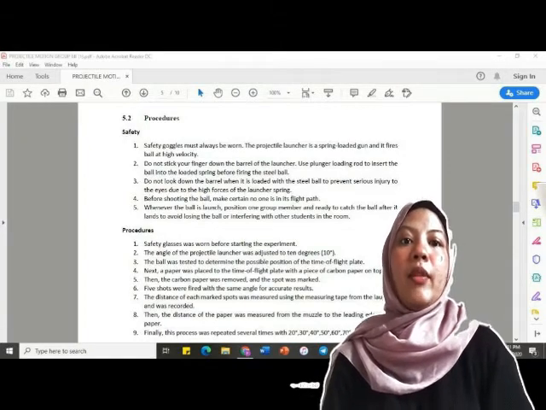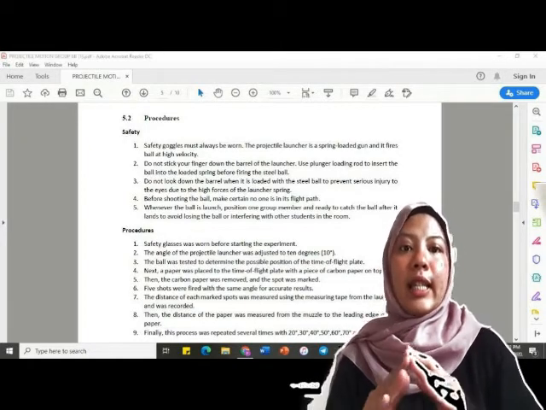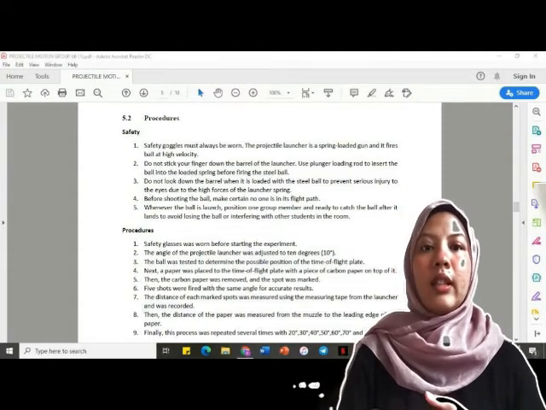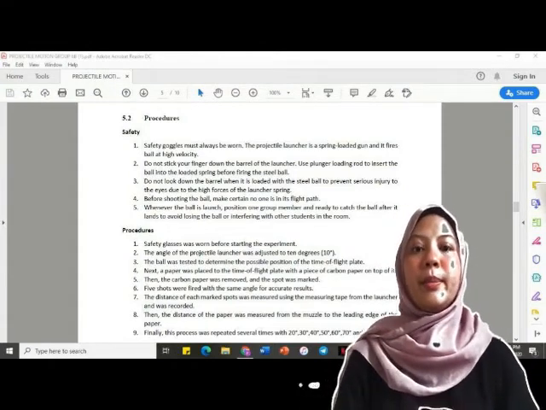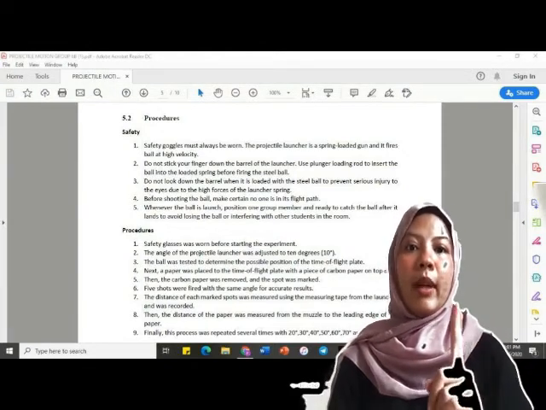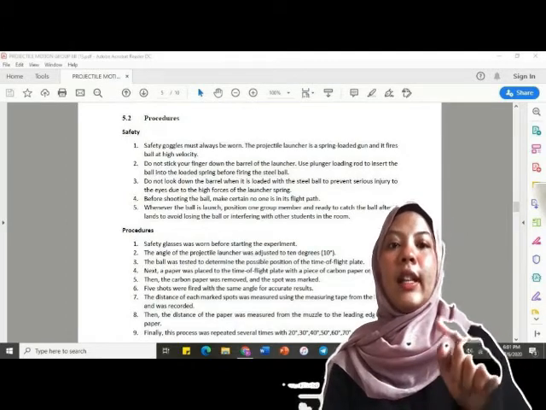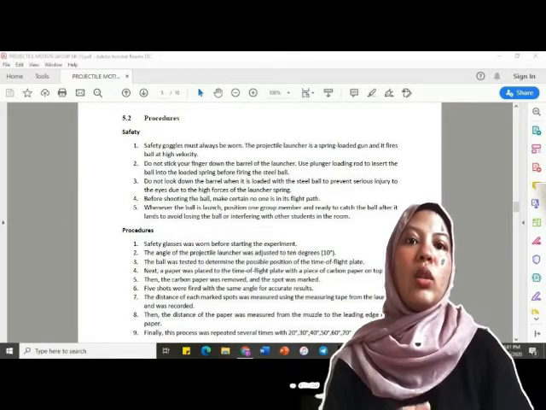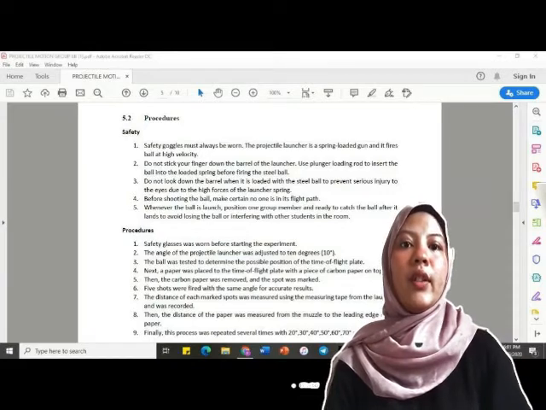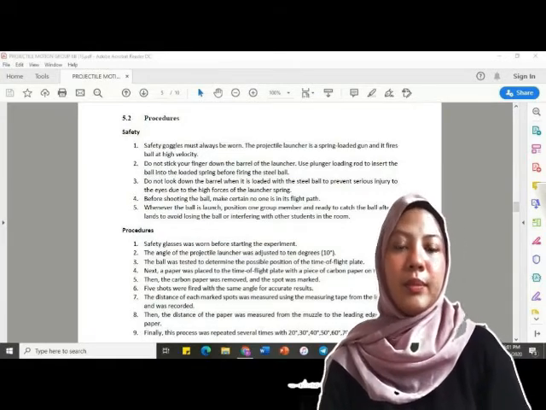Next, before shooting, make sure that no one is in its flight path. And lastly, whenever the ball is launched, position one group member ready to catch the ball after it lands, to avoid losing the ball or interfering with other students in the room.